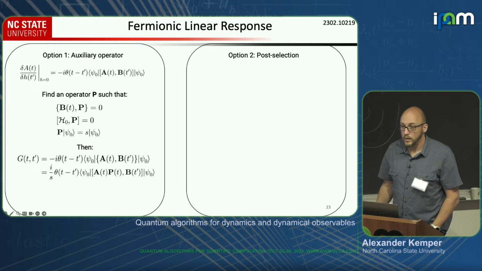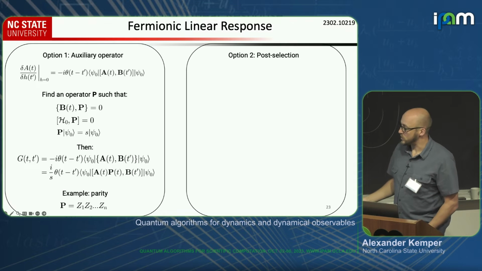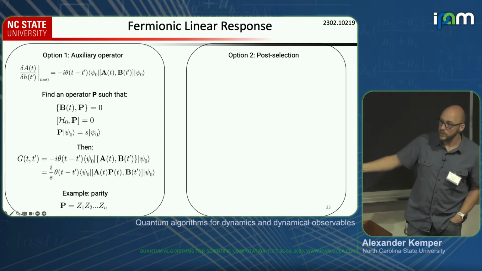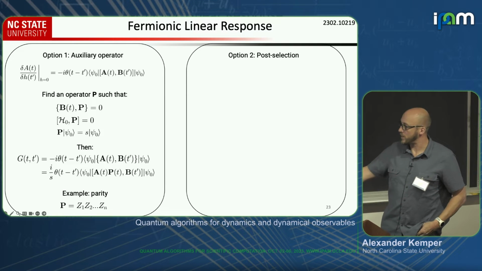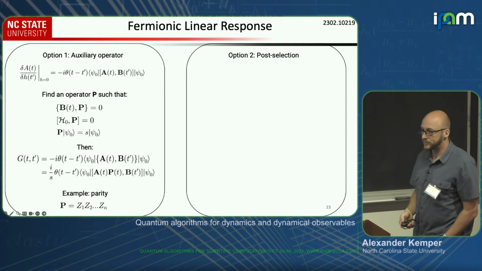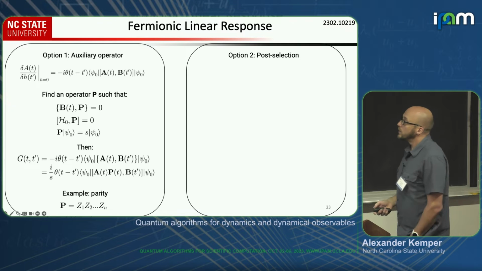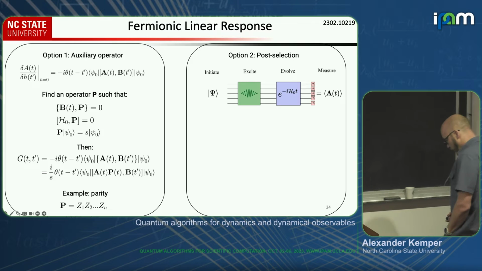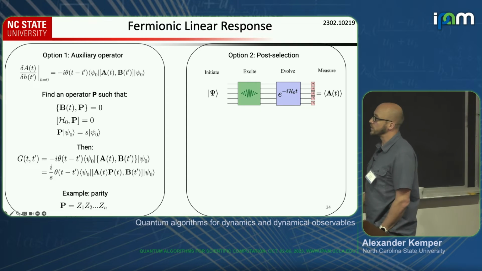Now, as it turns out, parity is really good. So this seems very restrictive, but if all you have to do is measure parity times A, you're pretty much good. The second option is to use pulse selection. And this works for Hamiltonians that conserve particle number, which are most of them.